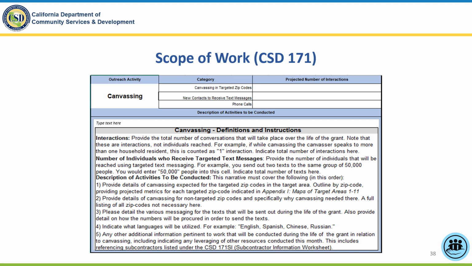As a reminder, web, social media, and canvassing are all required activities for all target areas 1 through 15. Please be mindful that your scope of work includes, at a minimum, these 3 categories. We certainly don't want applicants to be disqualified because an incomplete application was submitted. Now let's move on to media.